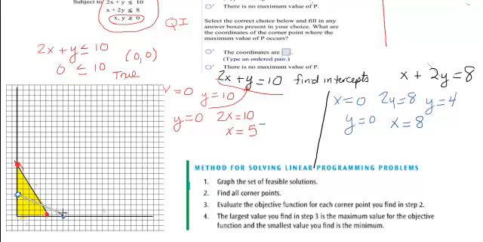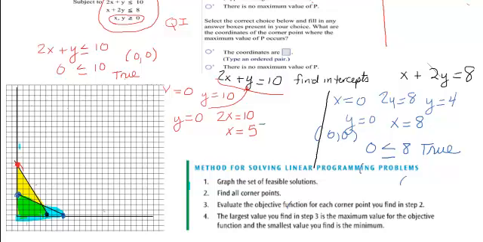And again, we're going to do shading. So test our point 0, 0 again. Remember, we wanted x plus 2y to be less than or equal to 8. So if we substitute in 0, 0, then we get 0 is less than or equal to 8, which is true. So we're going to shade below this line as well, and let's use a blue highlighter for that. As you can see, there's our blue shading, and where the two shadings overlap, it makes a beautiful green, and that is actually a graph of the set of all feasible solutions.